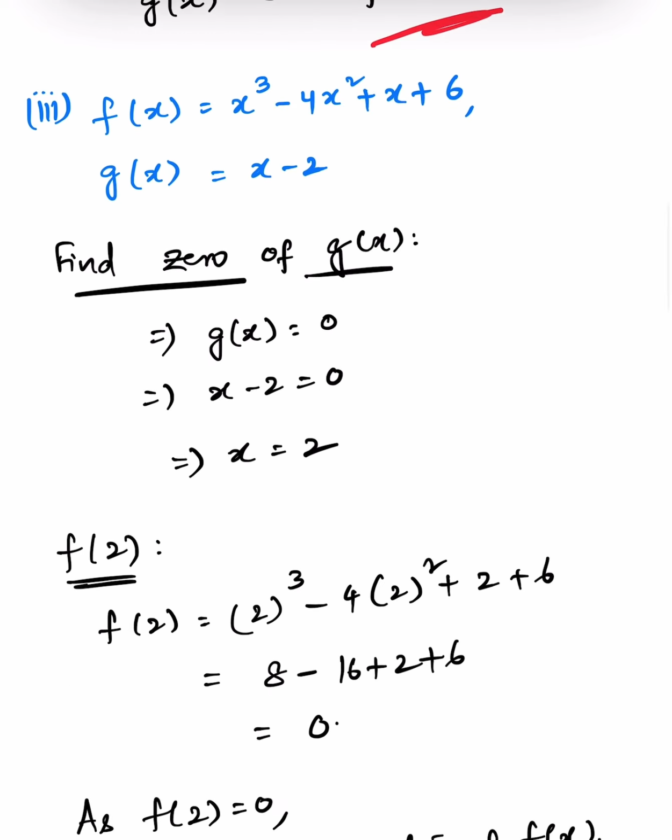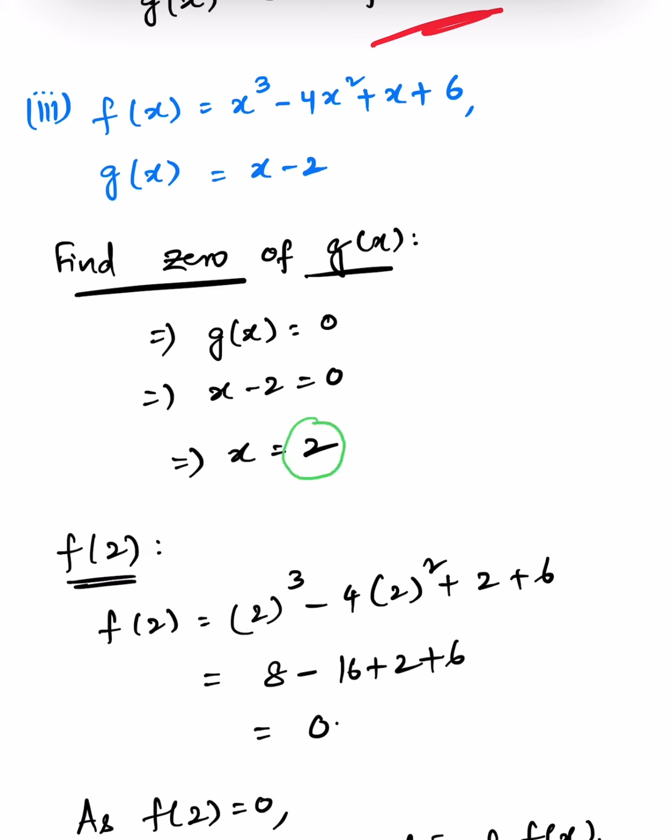Third bit, f of x equal to x cube minus 4x square plus x plus 6, g of x equal to x minus 2. So what is the 0 of g of x? Equate g of x to 0. Therefore x minus 2 equal to 0, x equal to 2. So this is the 0 of g of x.